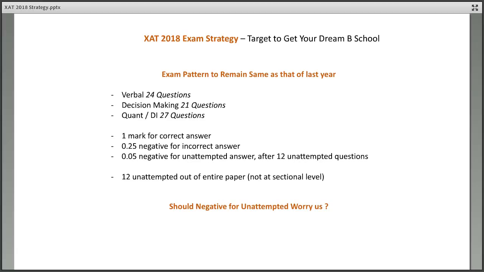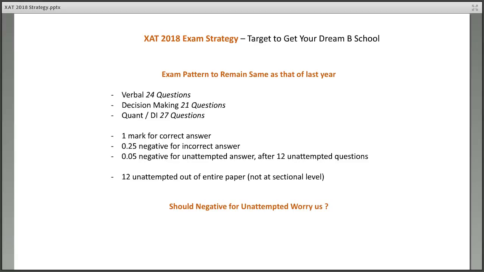And if you do some maths, you will see that the negative you get for one incorrect answer is the negative you get for 5 unattempted answers. And hence, anybody out there who has been asking you to attempt high, asking you to attempt at least 60 questions, is very wrong. You should not be over-attempting. Over-attempting will fetch you a negative of 0.25 per incorrect answer. So you can afford to have 5 unattempted answers vis-a-vis one incorrect answer.